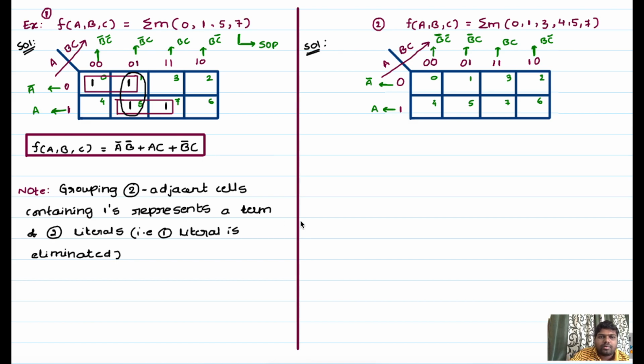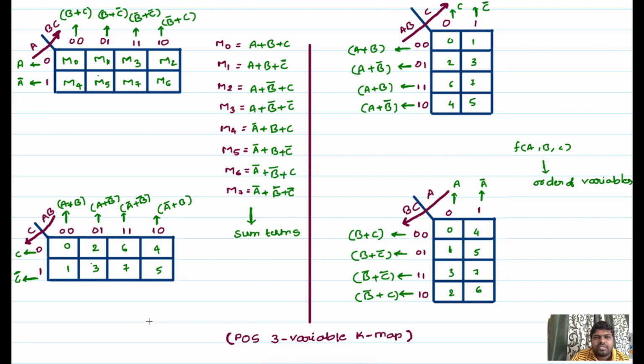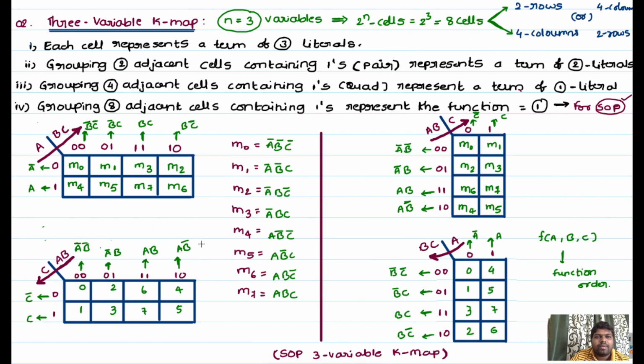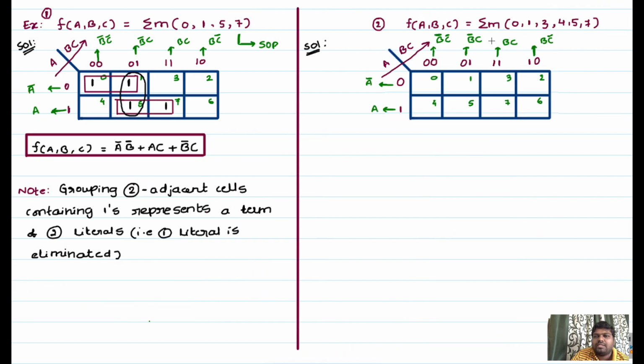If you observe the statements of this three variable K-map, each cell represents a term of three literals, and grouping two adjacent cells containing ones represents a term of two literals. This already we proved, right? Next example, f of ABC equals sigma m 0, 1, 3, 4, 5, 7. So now this function involves 0, 1, 3, 4, 5, 7. So these are the enabled inputs.